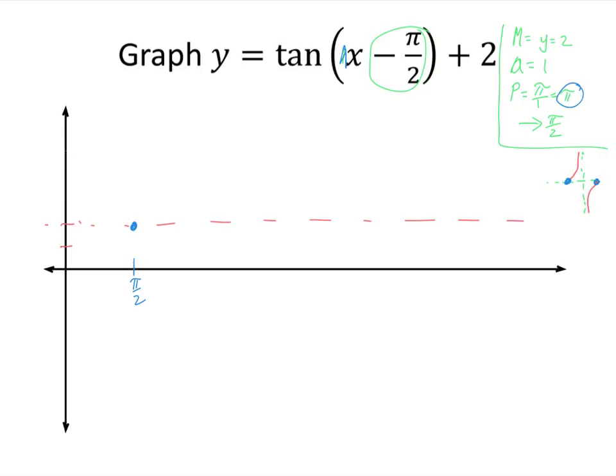So if that's pi over 2, well, this right here would be pi. So this right here would be 3 pi over 2. So this would be your next dot. Okay, so the distance from here to here is a half pi and another half pi. This makes a full pi. And the asymptote is going to go right down the middle. So let me draw an asymptote right down the middle.